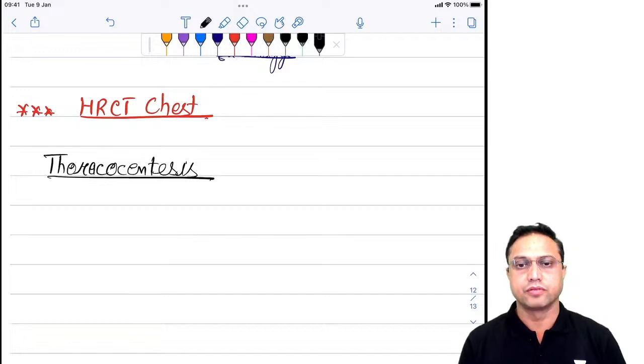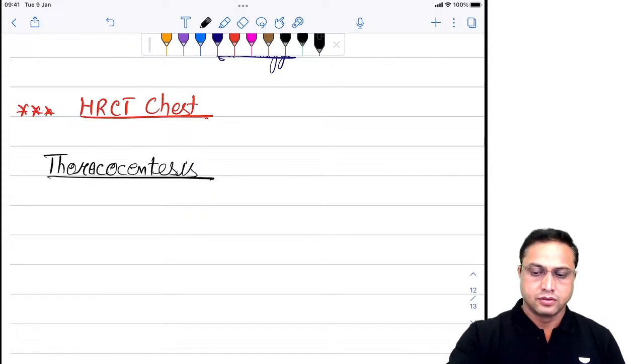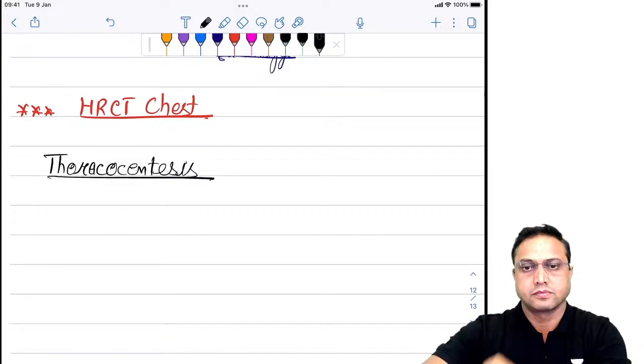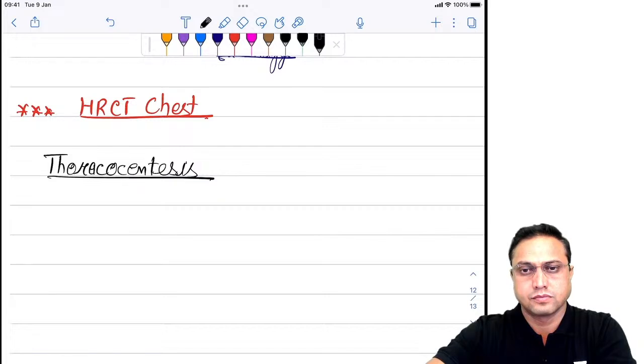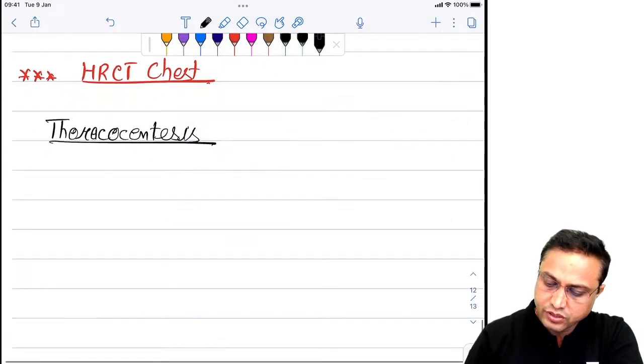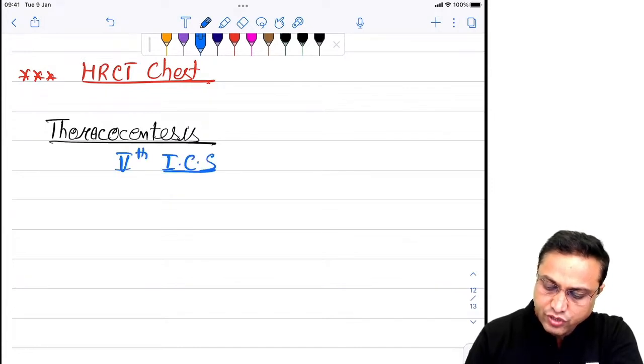Site of thoracocentesis. You have 30 seconds, guys. It is not 9th or 10th. Yes, Varun, I appreciate your answer. It is going to be the 5th intercostal space. Which line? 5th intercostal space. Which line? Mid-axillary line. Mid-axillary line.